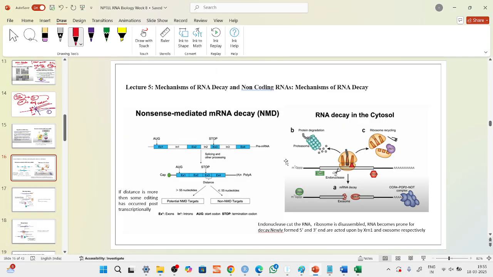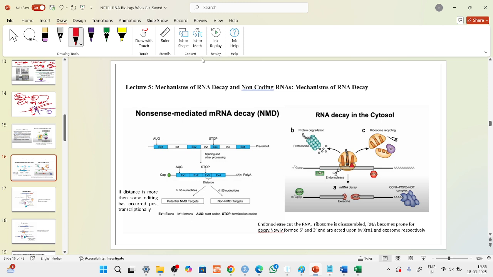Then I come to lecture 5. This is a major, more detailed explanation of it. Here the stop codon, splicing and other processing happen. This is an even more detailed diagram that you can go and read through. I have explained the major concepts.